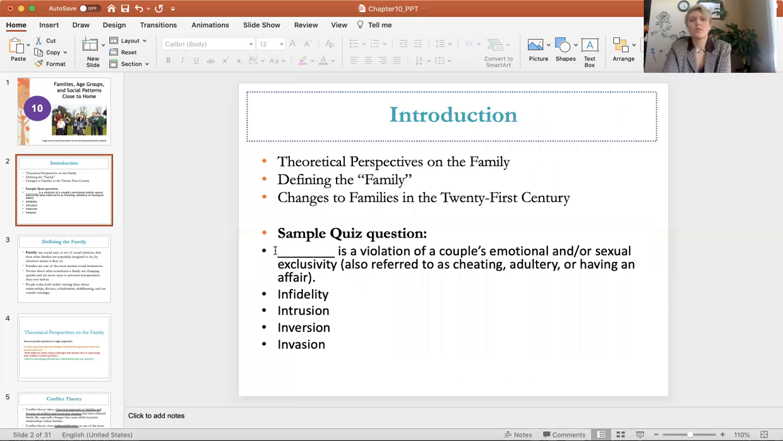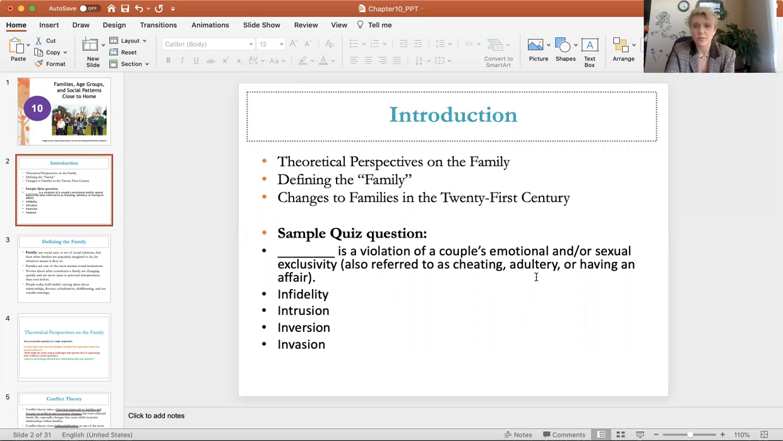So we'll look at definitions of family as a concept and the kinds of changes in families in the 21st century caused by further urbanization as a result of industrialization. Here is something I'm introducing now to help you start thinking in a way that prepares you for your quizzes and your larger assignments. So here's a sample quiz question.